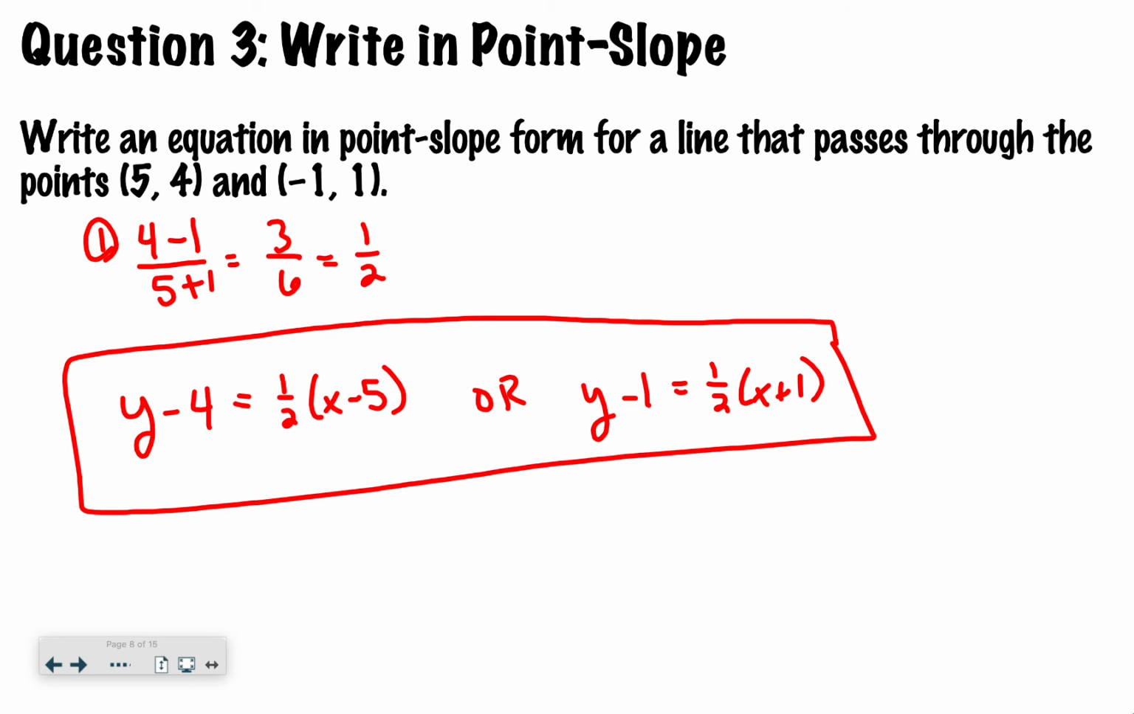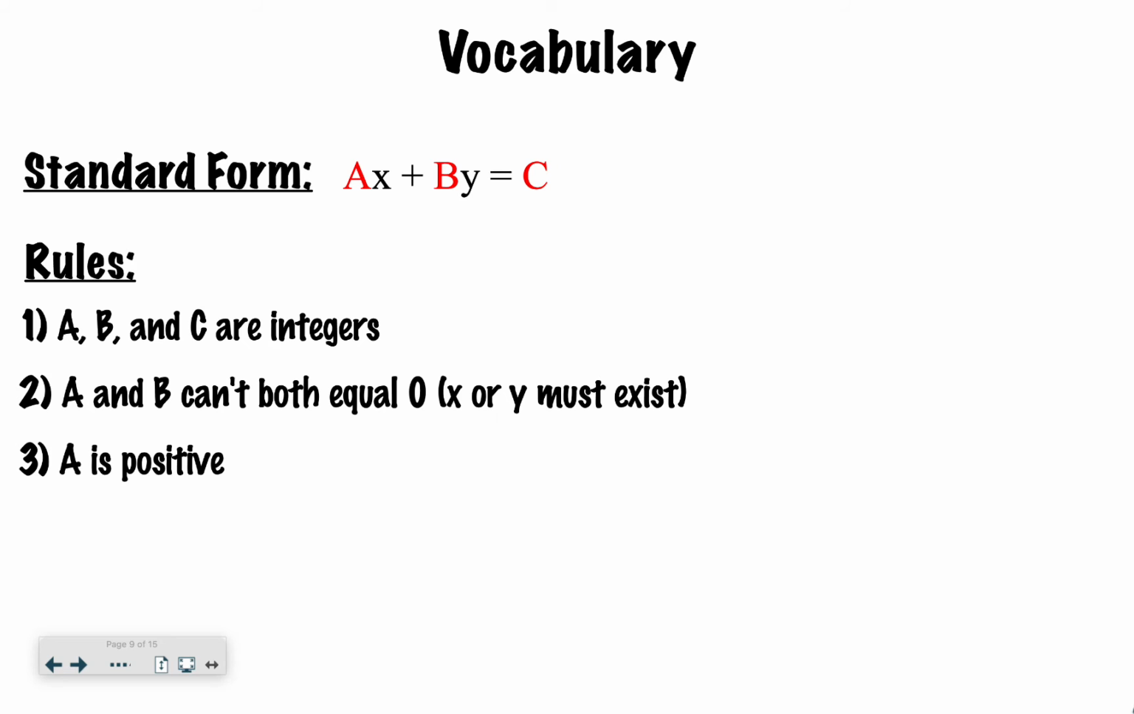All right, hopefully for this problem you ended up with either y minus 4 equals 1/2 times x minus 5, or you said y minus 1 equals 1/2 times x plus 1. If you have any questions about point slope, any of these first three examples, please be sure to ask for some help. And now let's move on to talking about standard form.